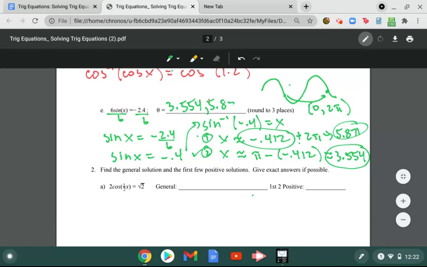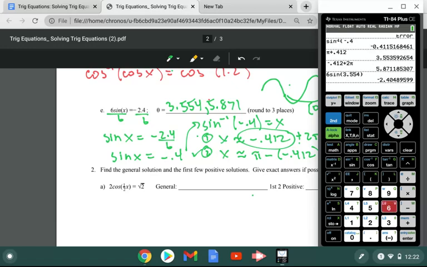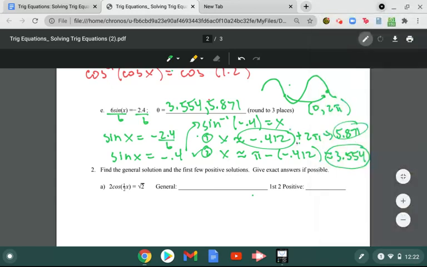And remember, you can always check these. You can go ahead in your calculator and go 6 sine of 3.554. And you should get really close to negative 2.4. Perfect. And then I can do 6 sine of 5.871, negative 2.4. Perfect. I'm feeling great about those solutions. In the next video, we'll do the examples for part 2.